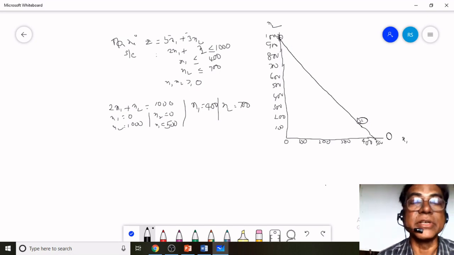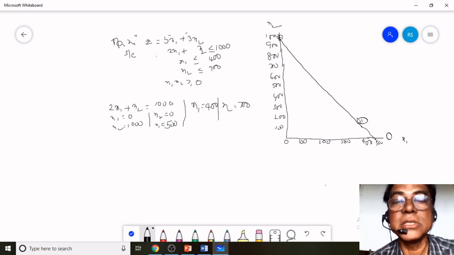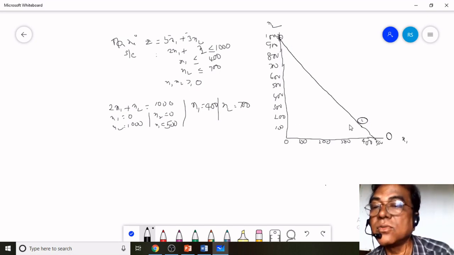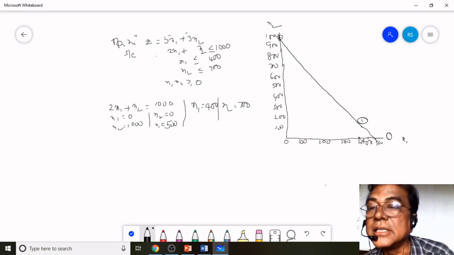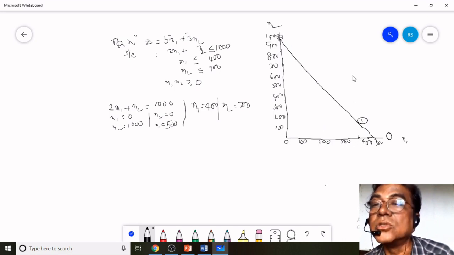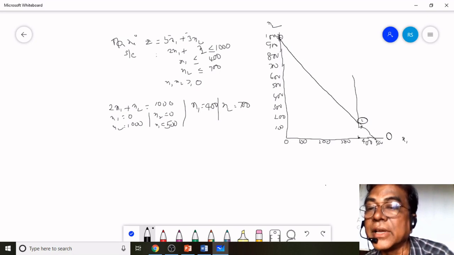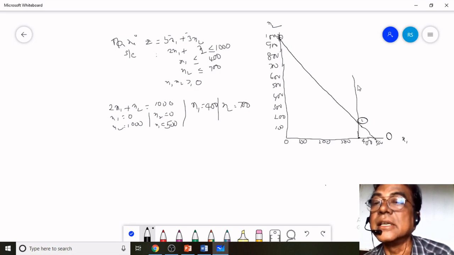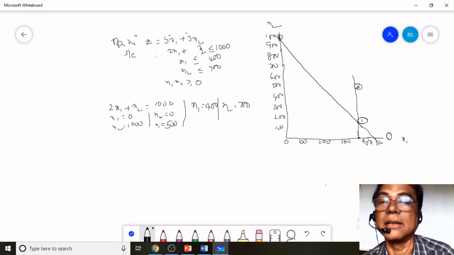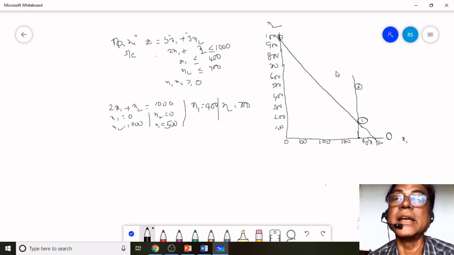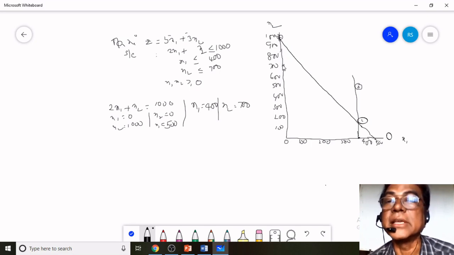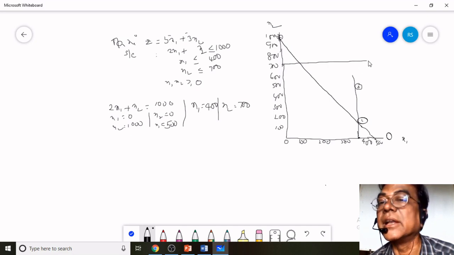Now go to the second equation. The second equation means x1 is equal to 400 only. Take this point, which is 400, and draw the line graphically. This is the second equation line. Go to the third equation: x2 is equal to 700. Now this is the third equation.